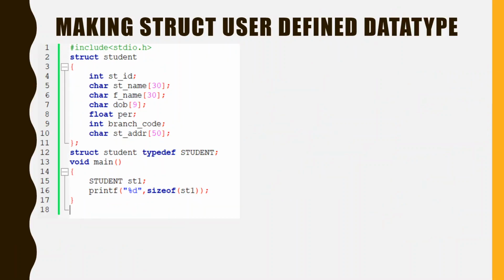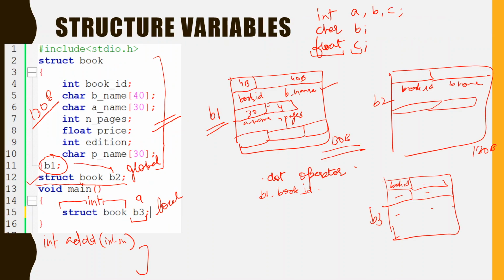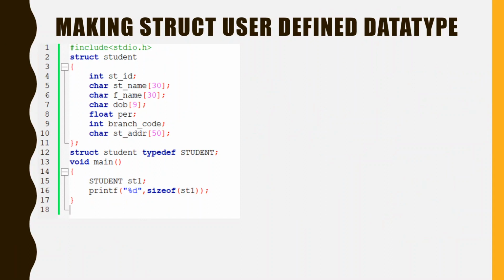Now let us see how a structure is made and converted into a user defined data type. Here we have seen that defining a structure always requires the struct keyword to be prefixed before the name of the structure. So can we define a user defined data type out of that? Here you can see that we have defined this structure like this.